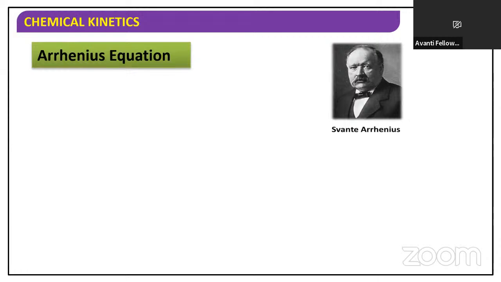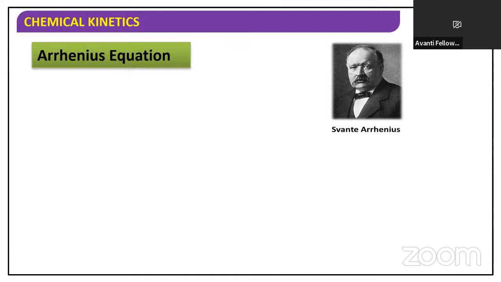Now, last, we are going to see the Arrhenius equation, right? So basically, the Arrhenius equation describes the temperature dependency of the rate of reaction, that is, how the rate of reaction depends upon the temperature. It is observed that with a rise of 10 degrees of temperature, the rate of reaction becomes almost double. So for every rise of 10 degrees of temperature, the rate of reaction becomes double.